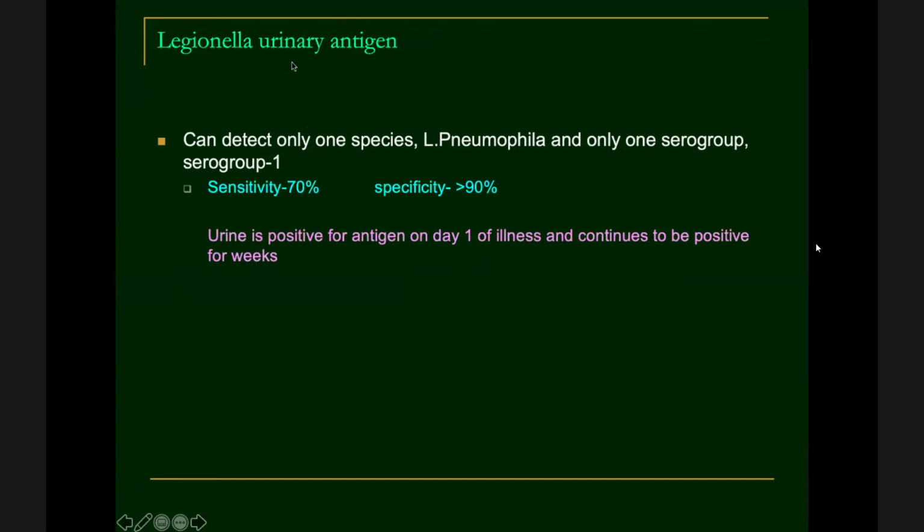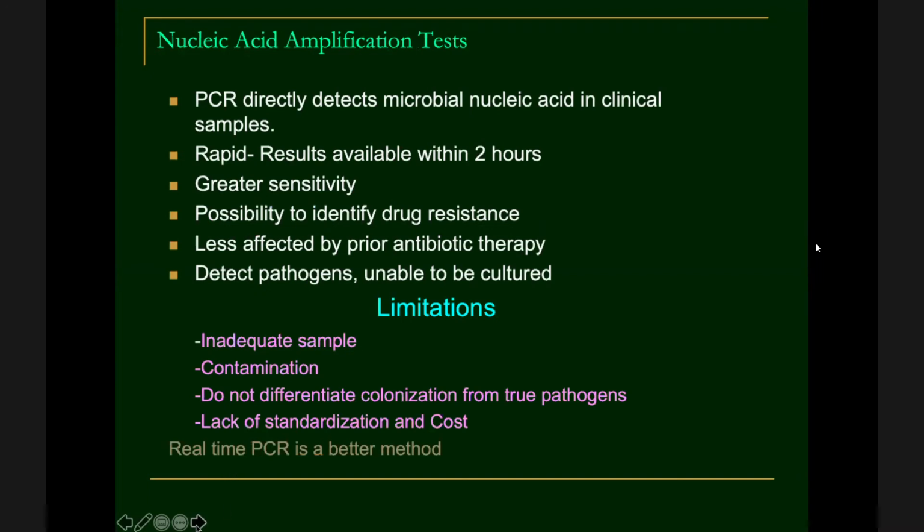While in Legionella, the test can detect only one species, Legionella pneumophila, and only one subgroup, with a sensitivity of 70% and a specificity of 90%. Urine is positive for antigen on day 1 and continues to be positive for the week. So that's why, for Legionella, you can go for the urinary antigen test.